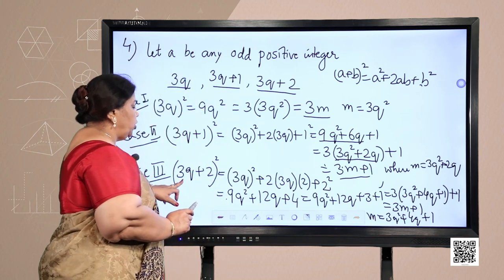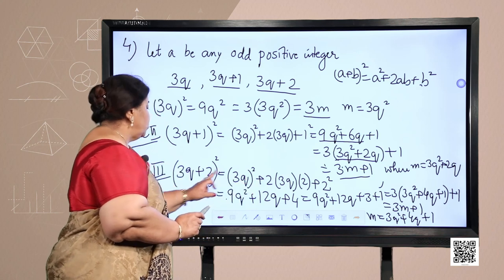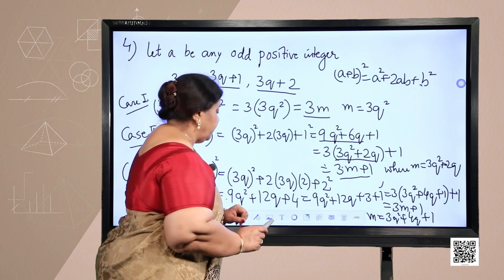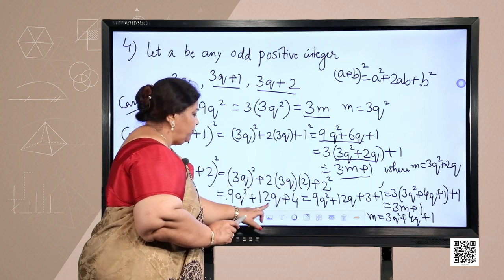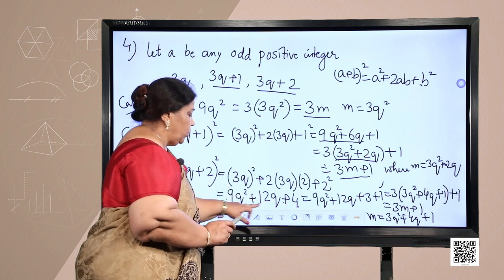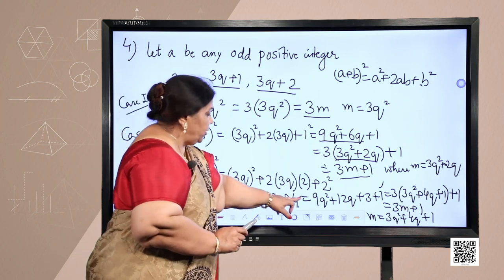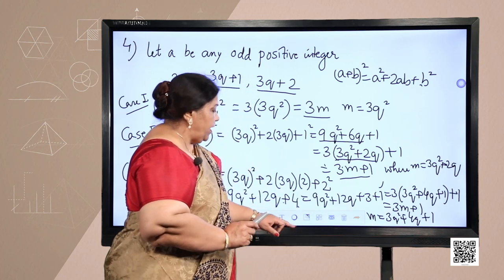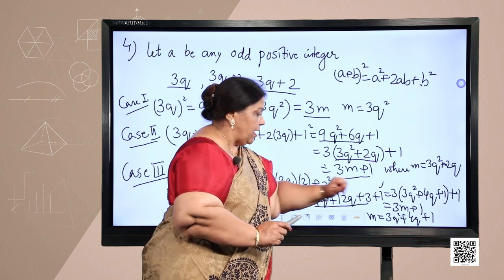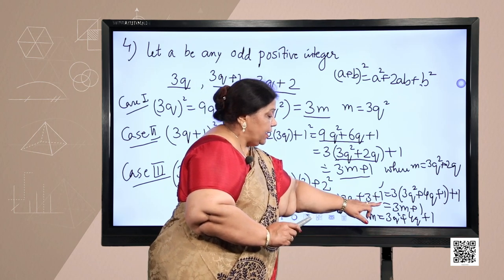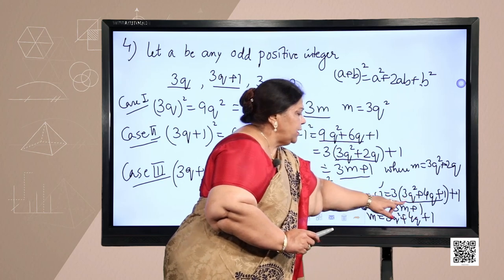Now, in the third case, we have 3q plus 2 whole square. We can expand and we get 3q whole square plus 2 into 3q into 2 plus 2 square. On solving, we get 9q square plus 2 into 3 is 6, 6 2 is 12q plus 4. Here in this step, we should notice that if I take 3 common, 4 should be split as 3 plus 1, which I have done here. 9q square plus 12q plus 3 plus 1. Now, if I take 3 common in these terms, I am having 3 into 3q square plus 4q plus 1. Plus 1, 1 was left here. So, I can express this as 3m plus 1, where m is equal to 3q square plus 4q plus 1.